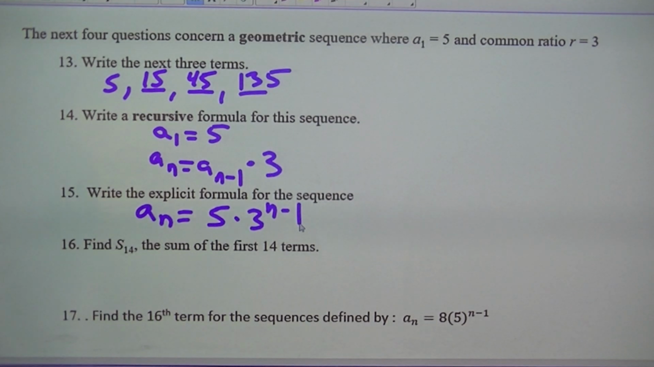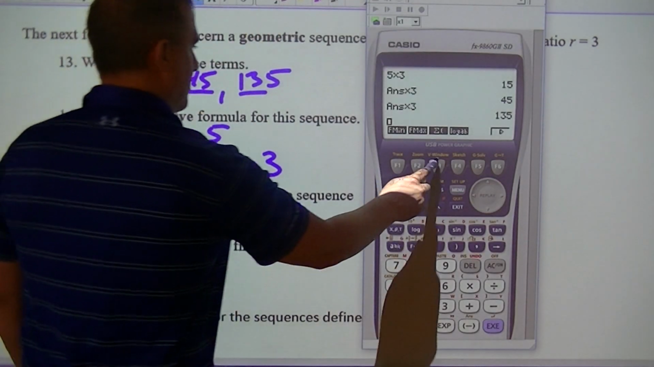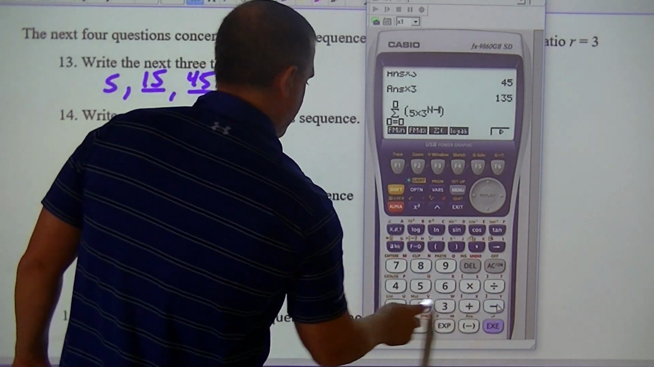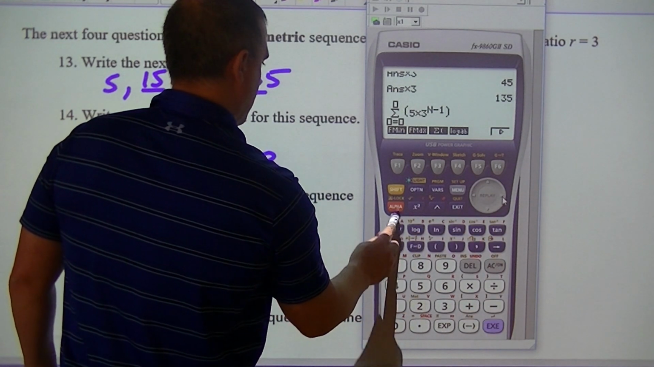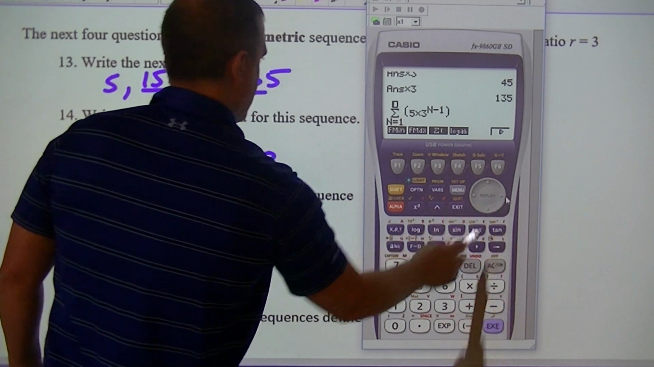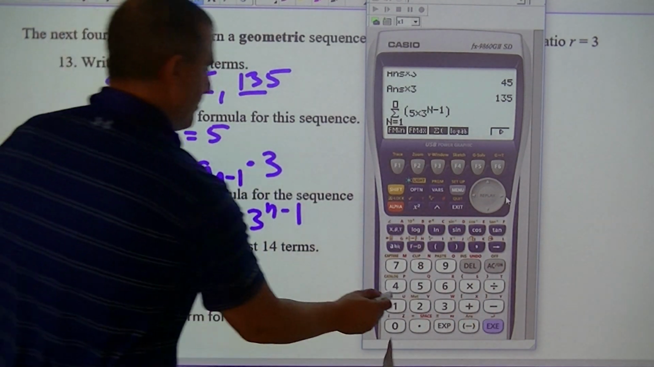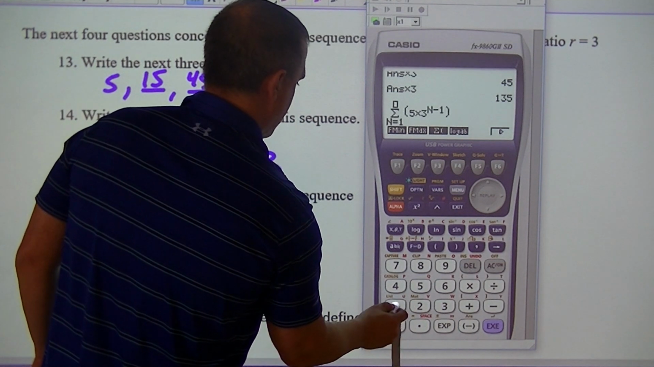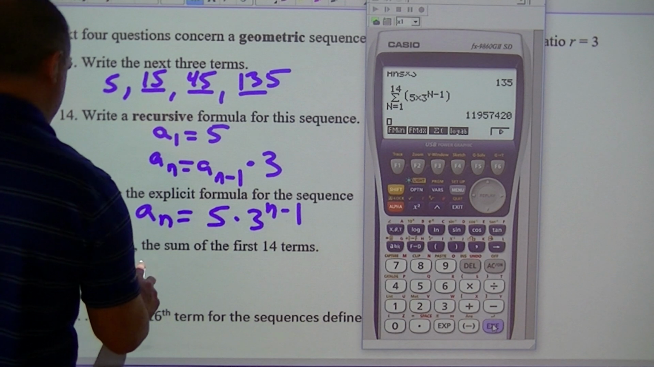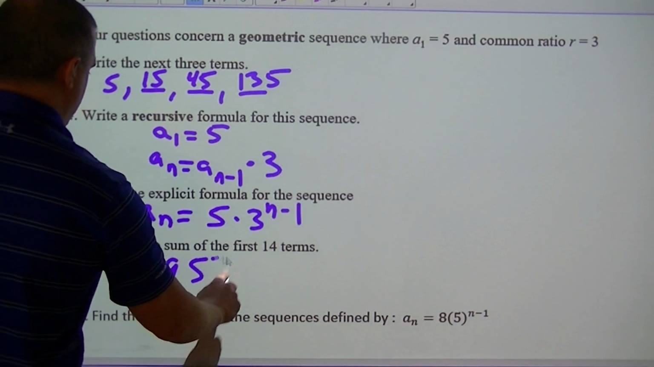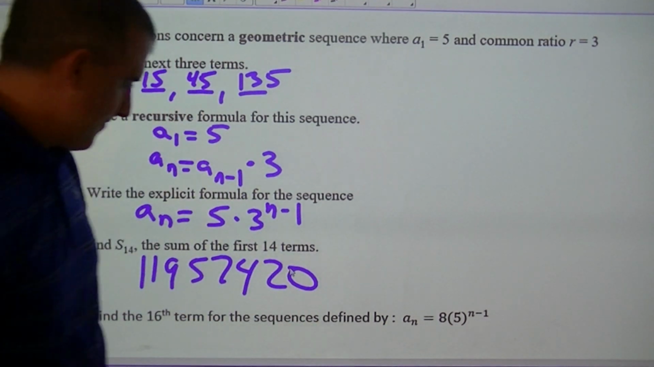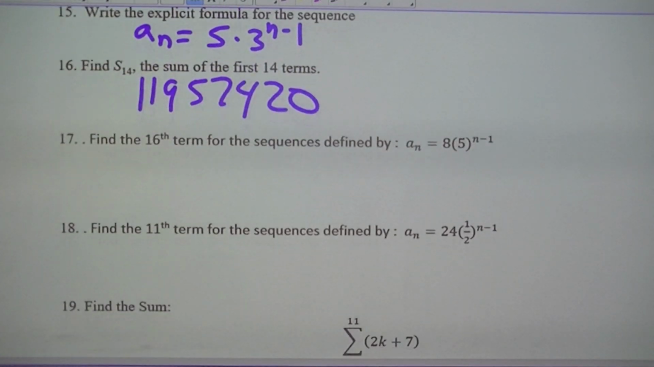They're asking for the sum, so that means that I would use this. I use the explicit formula, 5 times 3, exponent, alpha n minus 1, alpha n, whoops, that's h, alpha n, 1, and then in this case they want me to find 14 terms, so 14 goes here, which would be 119,574,420. Okay? Moving on.